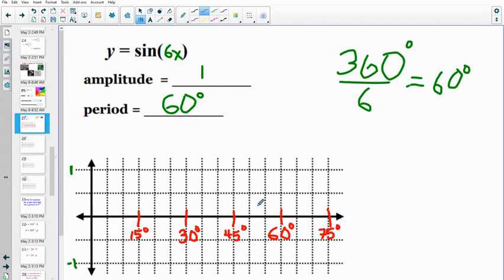All right, so now, as I am making my graph, this is a sine graph, so I know that it's going to start at 0. And it's increasing because it's a positive sine graph, so it'll make it up to +1, back down to 0, down to -1, up to 0, and then I'll go a little bit past that. We'll go out to 75 degrees.